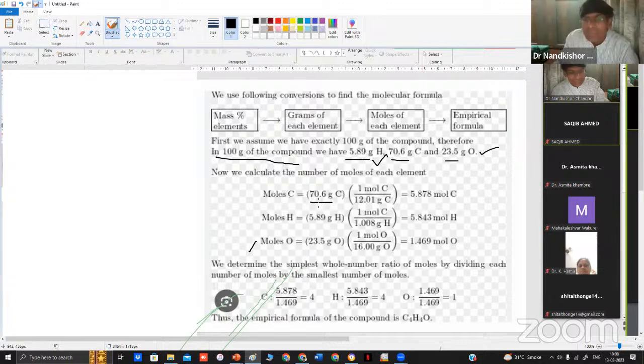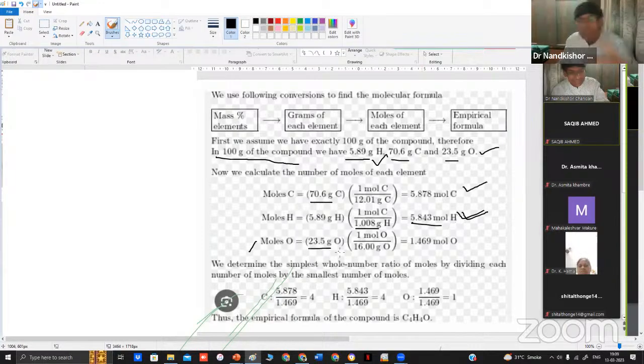So 70.6 divided by the atomic weight of carbon, 12, gives you the moles of carbon, 5.8. For hydrogen, 5.89 divided by the hydrogen weight, 1.008. Sometimes we consider it as 1. So 5 divided by 1 is 5, almost the same number, because accurately it is 1.008. So it will come to 5.843 moles of hydrogen.